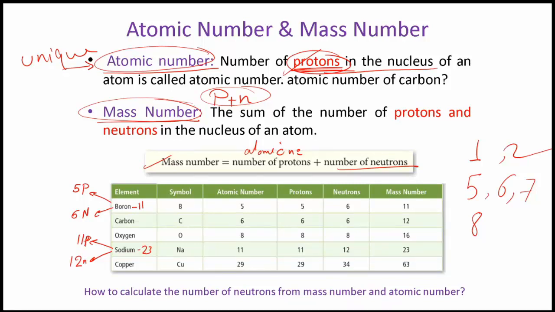So what is the atomic number of sodium? 11. And what's the mass number of sodium? 23. So the mass number of sodium-23 is 23. It has 12 neutrons and 11 protons. Okay?